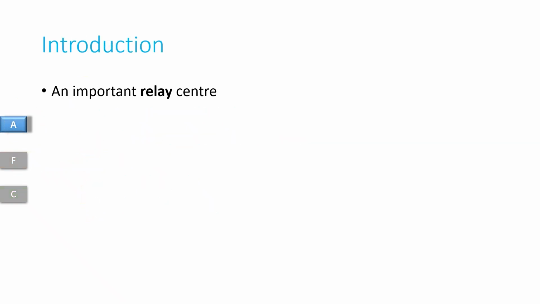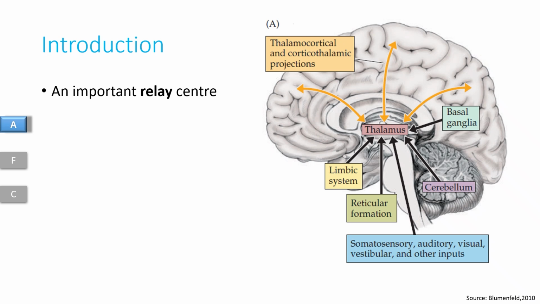Okay, first, the thalamus is an important relay center. You may have learned in school that the thalamus is a very important sensory relay station, right? It's true, but not only for sensations. It also is a motor relay station.